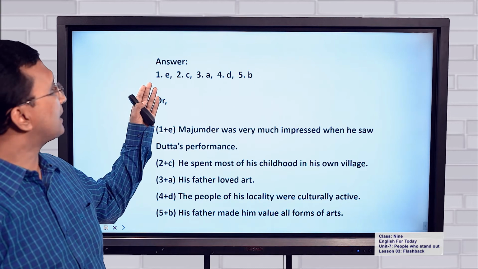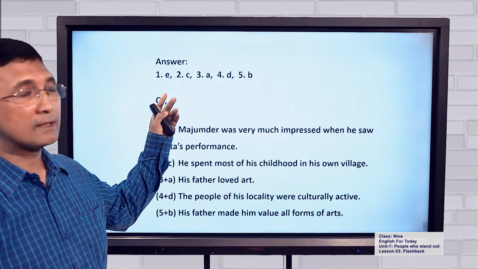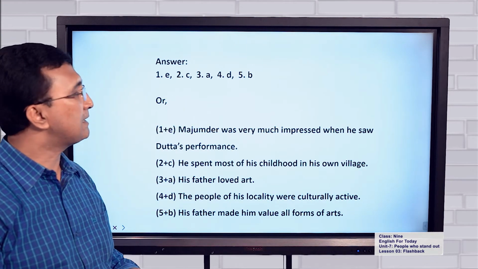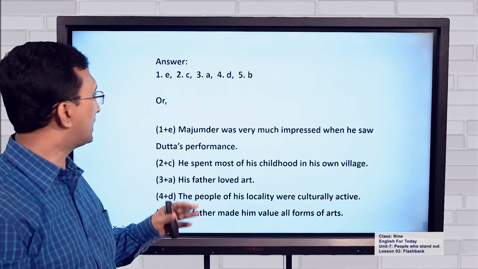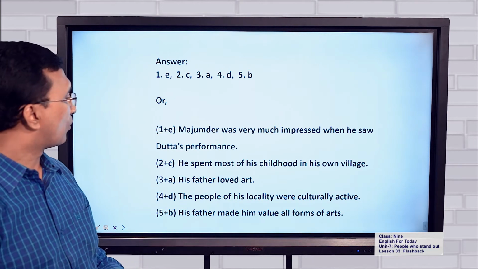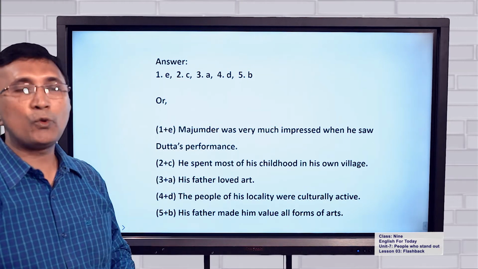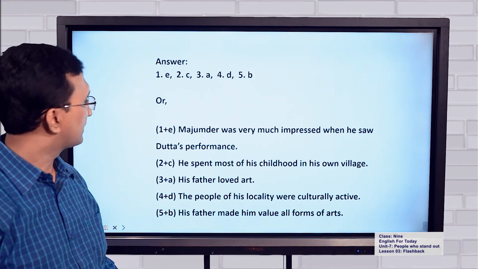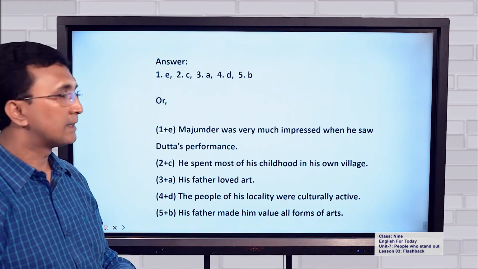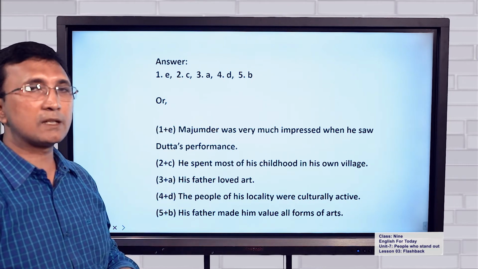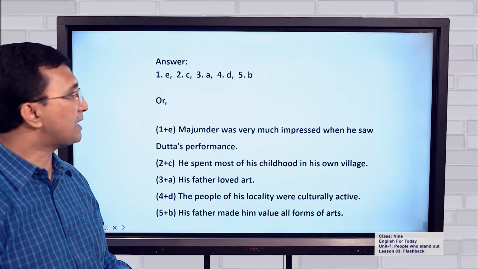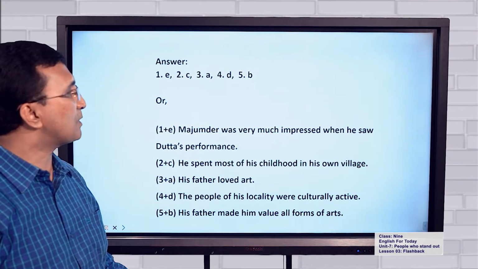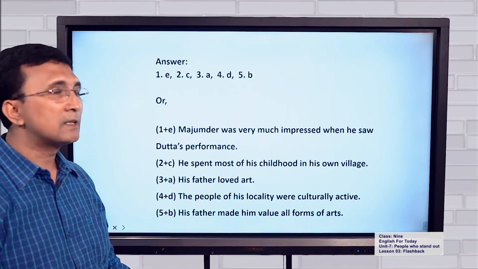We can answer in this way: 1, E, and 2, C, 3A, 4D, 5B. We can also answer in this way. We can show which parts will be joined together in a parenthesis, like 1 plus E. In the parenthesis, we can keep this information, and then we can write the full sentence. Majumdar was very much impressed when he saw Datta's performance.